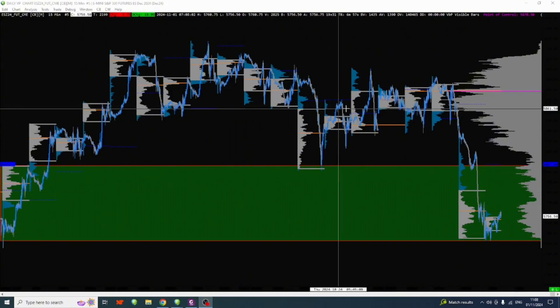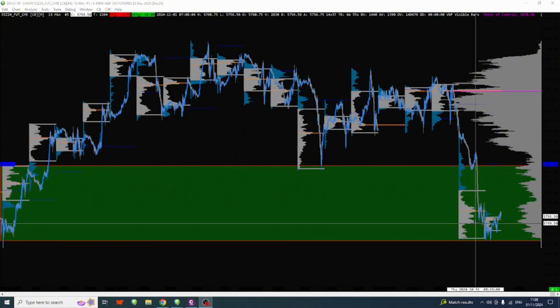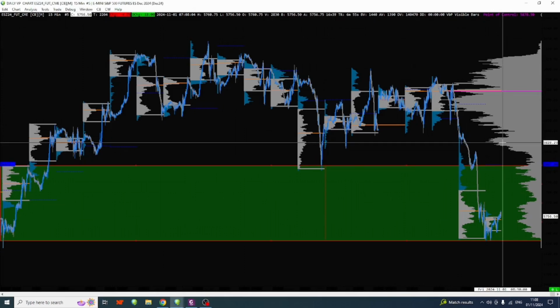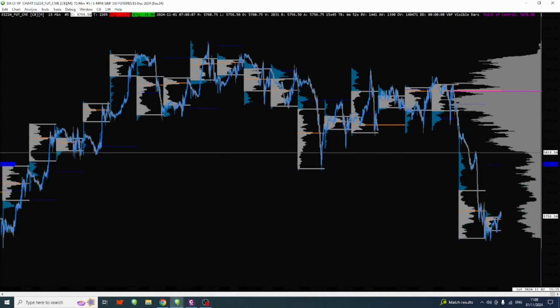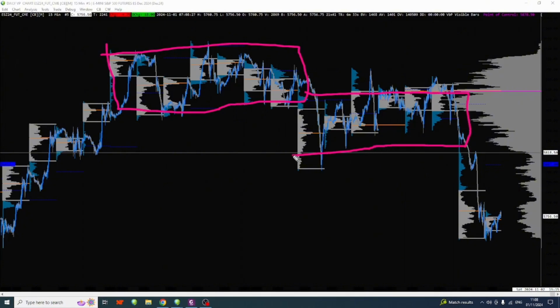So first one was Wednesday, second trade was Thursday yesterday. I'll just take you through the basics. As you can see, this was Wednesday, so you've almost got two balance areas. You've got this section here, and coming into Wednesday there's a little bit of overlap, but it's mainly this area here.